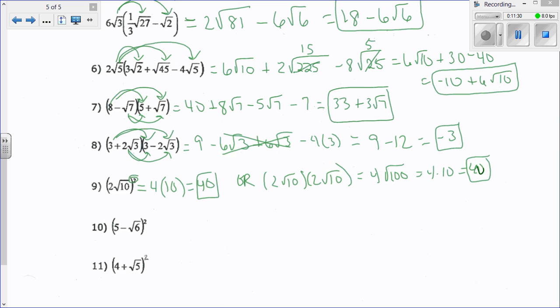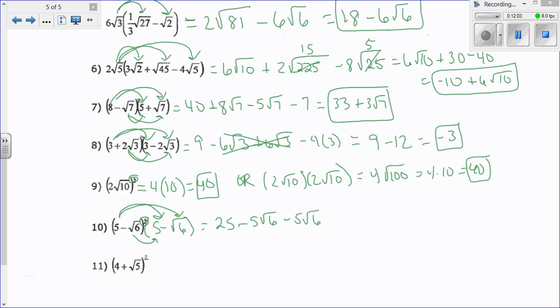For number 10, because I have the minus sign in between and I have the 2, I definitely have to write it twice. I only have one option for this. So I'm just going to write 5 minus radical 6 right next to it, and then do a double distribution. 5 times 5 is 25. 5 times negative radical 6 is negative 5 radical 6. And then I'm going to take negative radical 6 times 5, so it's another negative 5 radical 6.